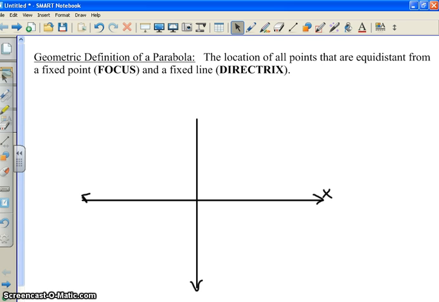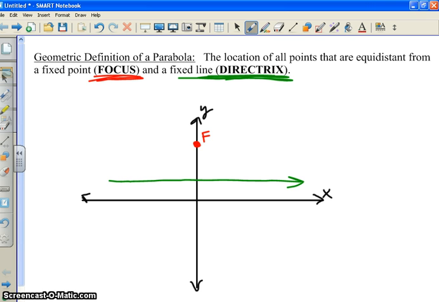Take a moment, pause the video, record this definition, and draw yourself an XY axis so that we can make a picture of this definition. So I'm going to pick a point that's going to serve as our focus. I'm going to do it in red. Here's my focus. I'll put it right on the y-axis. I'll label it F for focus. And then I'm going to pick a line that's going to serve as our directrix. I will do that in green. And I'll label this as D for the directrix.